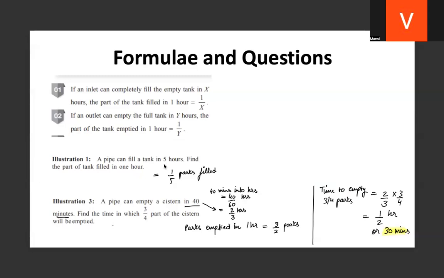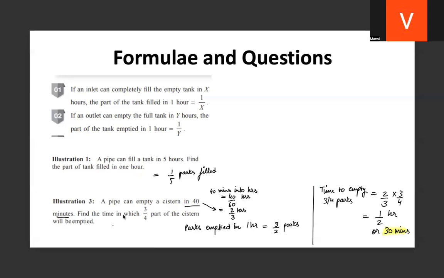So on the basis of this, we have this question. A pipe can fill a tank in 5 hours. So how much part of the tank is filled in 1 hour would be 1 by 5 parts. And next, a pipe can empty a cistern in 40 minutes. So it is given in minutes. Firstly, we have to convert minutes into hours. So simply 40 divided by 60 would be 2 by 3 hours.